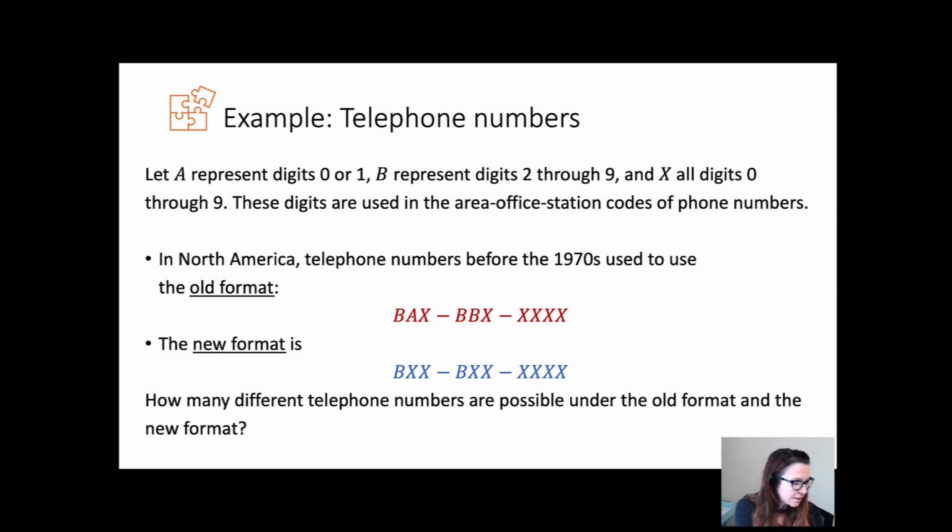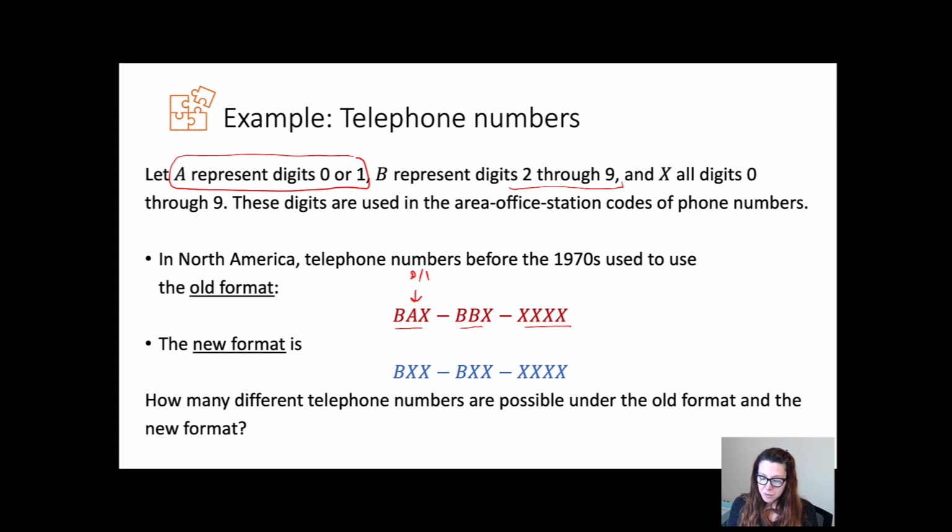So we've got telephone numbers. You've all probably got a telephone number right there with you. In North America, there's a format that was used a long time ago where, in our example, we're going to let A be 0 or 1. B can represent the digits 2 through 9. And X can be any digit, 0 through 9. They're called the area code, the office code, the station code. Anyway, these are what create those numbers.